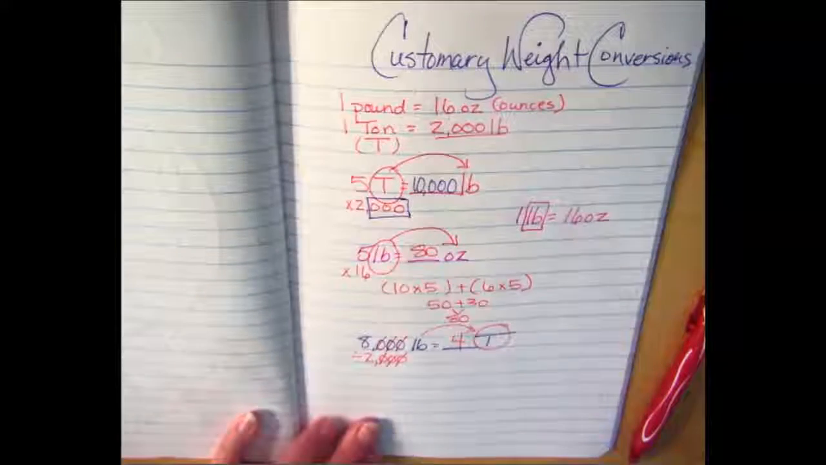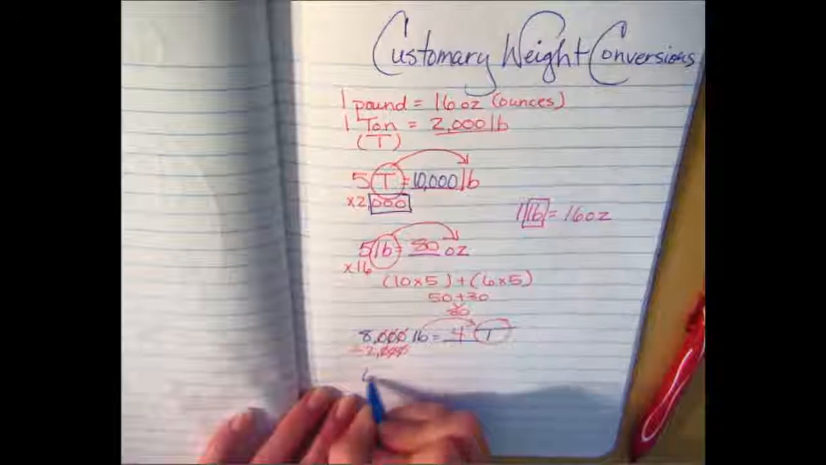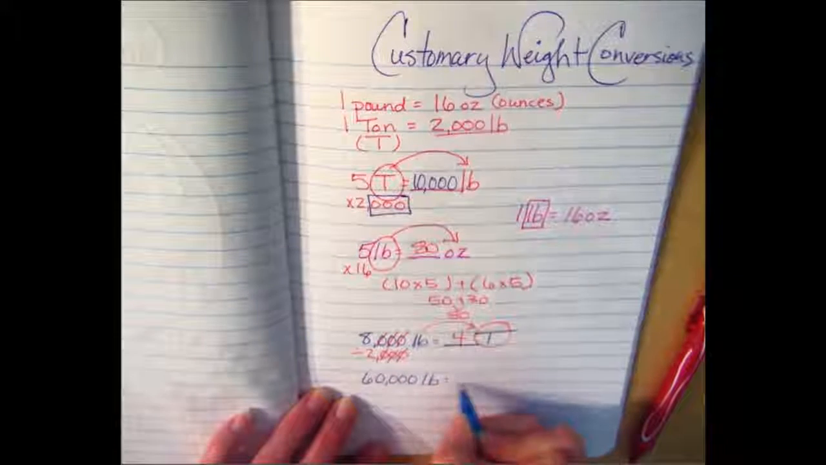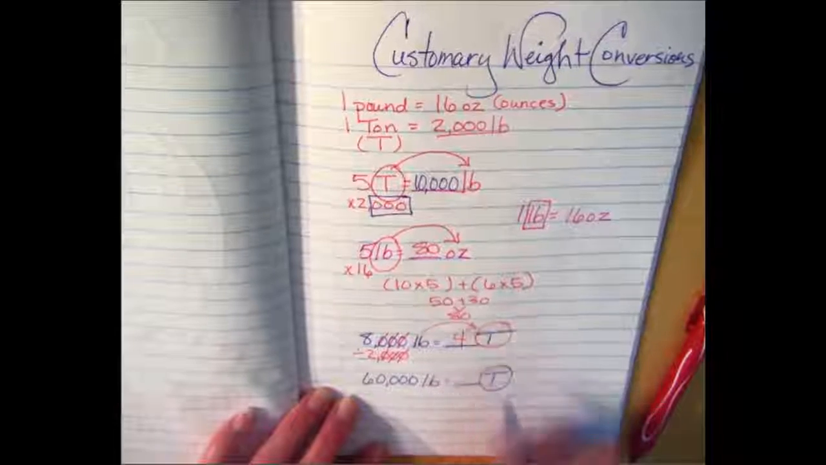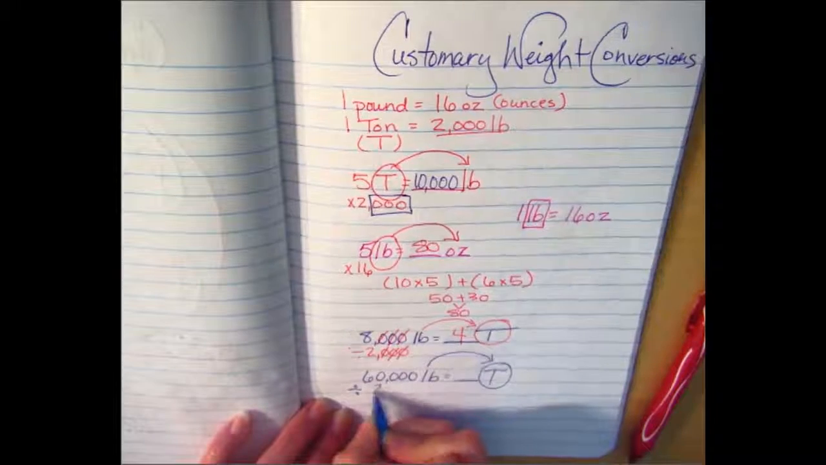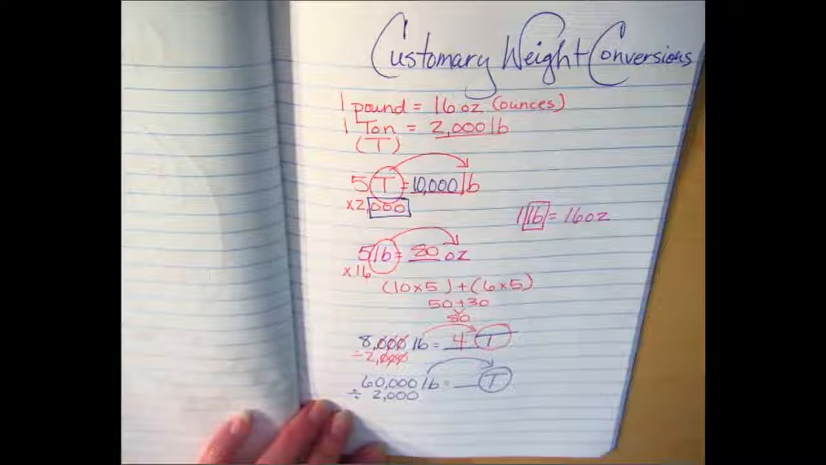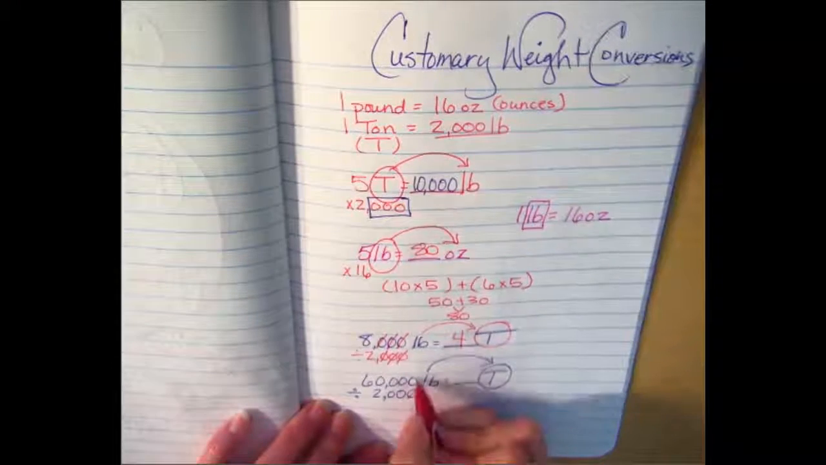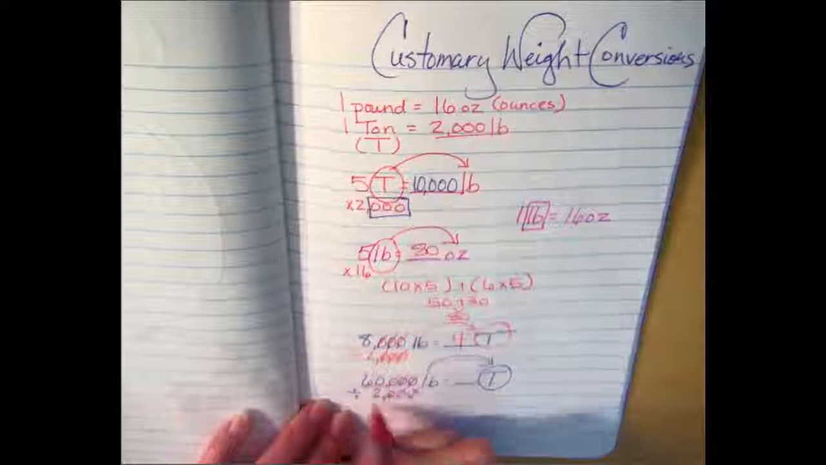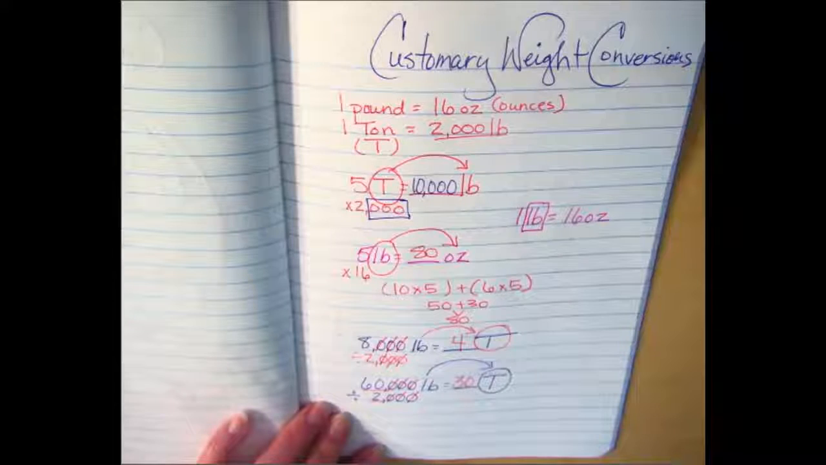Let's do one more and then I'm going to have you guys just practice. What if I have 60,000 pounds? Let's go with a big number. And I want to change it to tons. You circle your big. I'm going small to big. So I divide by 2,000. I'm dividing and I have zeros on both sides. I'm going to cancel out the same number of zeros on both sides. Can you guys do 60 divided by 2? Yeah. What's the answer? 30. That's all that's left.